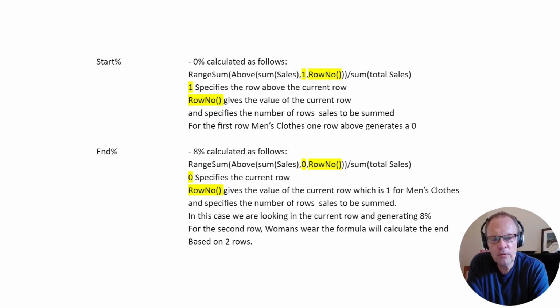And in the first row, that's going to result in a 0%, which is what we want for our first row. And then in the end percentage, we're using a 0 instead of a 1 here. So that's the current row. And remember that row number gives us the number of rows that are in here.